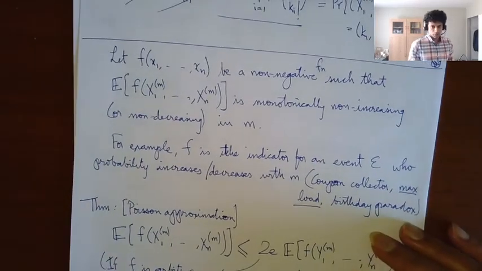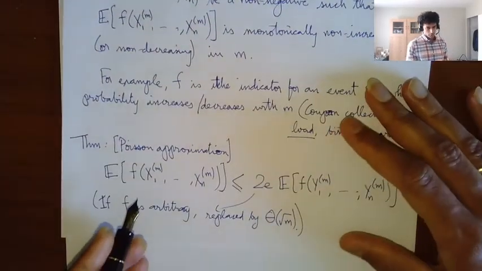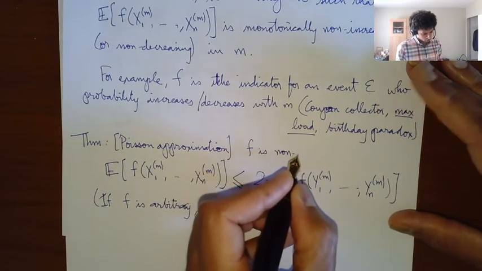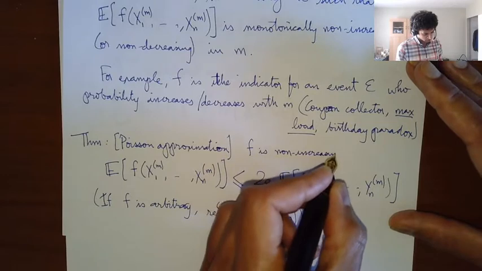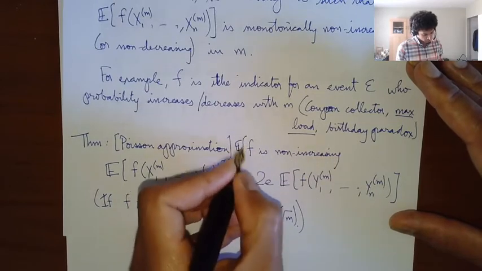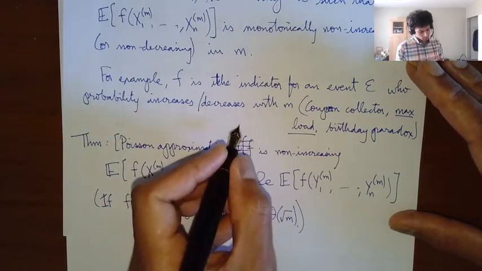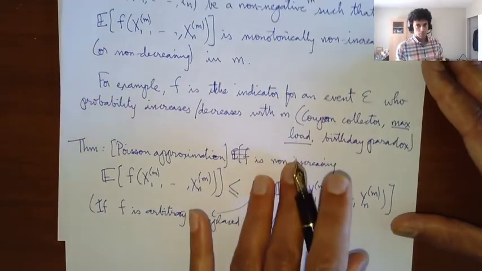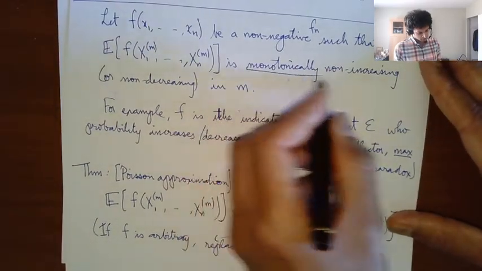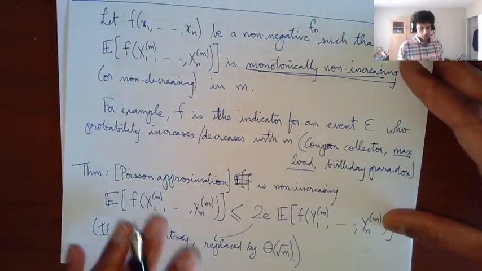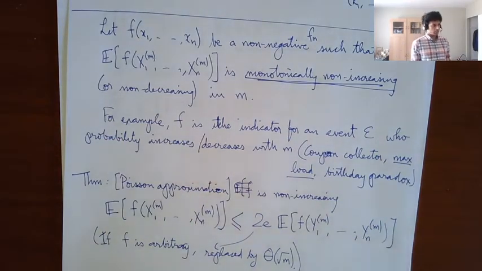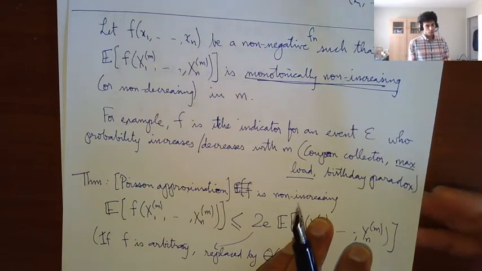So just to be formal, I'm going to do the proof here. For this proof that I'm going to show, I'm going to assume f is non-increasing, or rather the expectation. I'm going to do the monotonically non-increasing case. I leave the non-decreasing case as an exercise, and you'll see the proof will go along exactly the same lines.